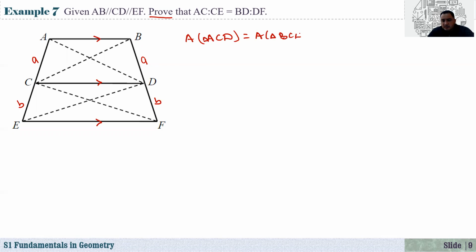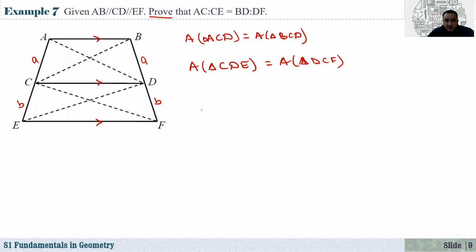So BCD, okay. On the other hand, CD also is parallel to EF, right? I can write here that CFE, right? CFE or CDE, CDE is equal to, what is it, CDF. So the area of triangle CDE is equal to the area of triangle DCF. Okay.